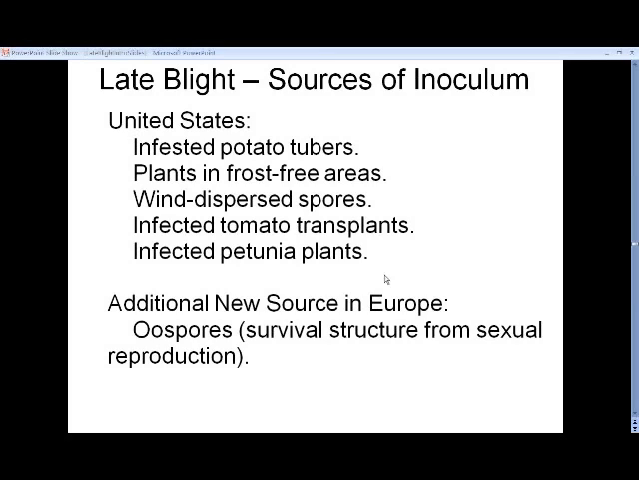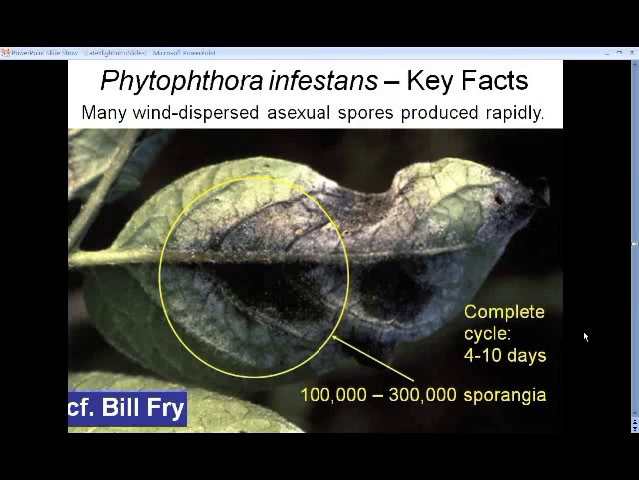It's important to realize that in Europe they now have a new source. A number of years back, they brought in the pathogen equivalent of the other mating type, the opposite sex. They now have both mating types in some parts of Europe. They have sexual reproduction occurring, and as Sally pointed out, that results in a structure that can survive in the soil in the absence of living host tissue. So if that happens in the U.S., we're going to start seeing late blight much more regularly. So that's a reason to be really aggressive about how we manage late blight, because we sure don't need that to happen here.